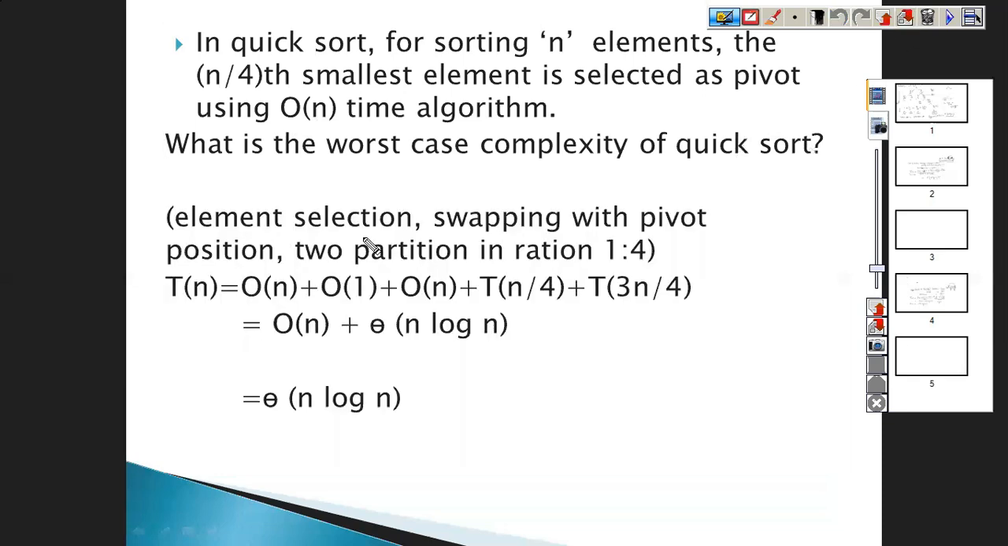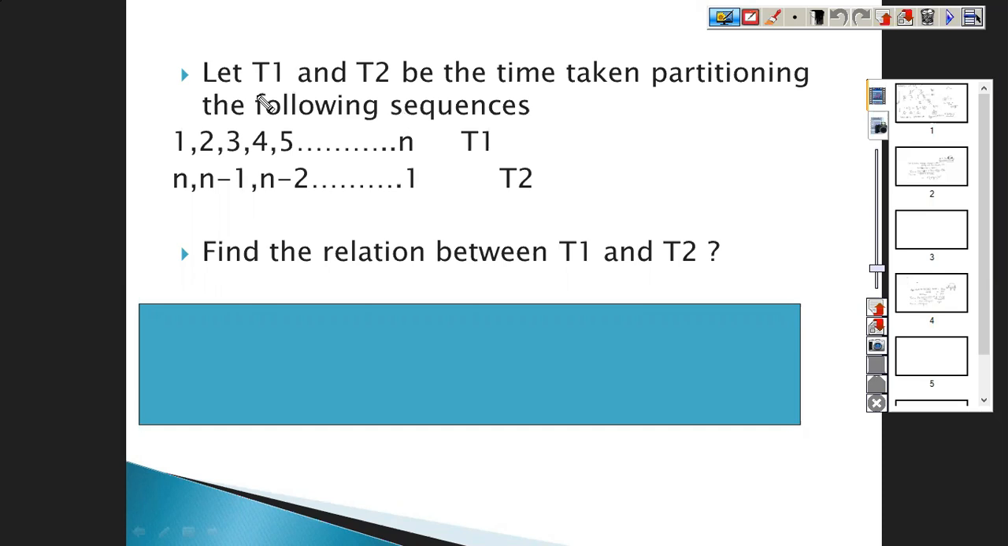So this is the solution here, and it's already there. You can see it later. T1 and T2 are the time taken to partition the following sequences. This is the sequence given to you. This one is already in ascending order, and this one is in descending order. T1 and T2 are the times for doing the partition. You need to find out what relationship exists between them: T1 is more than T2, T1 is less than T2, or T1 equals T2. You need to identify this.